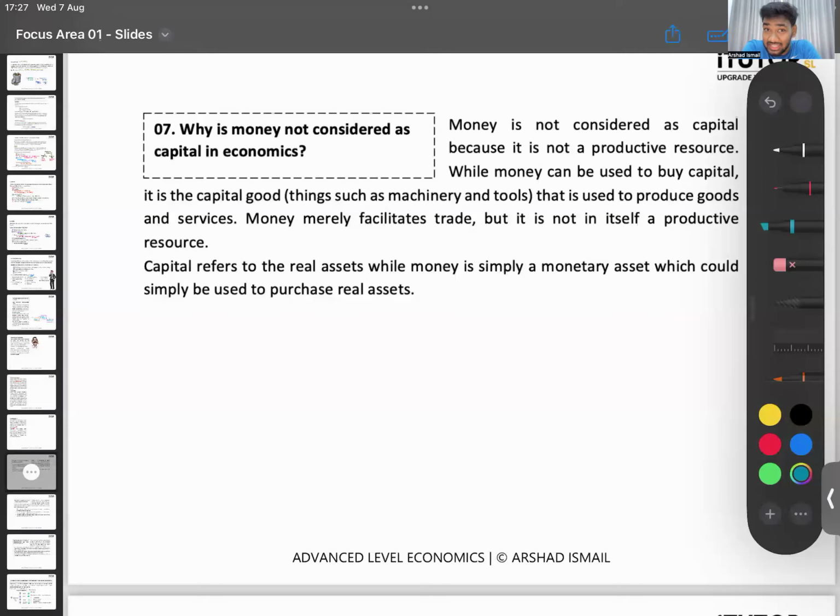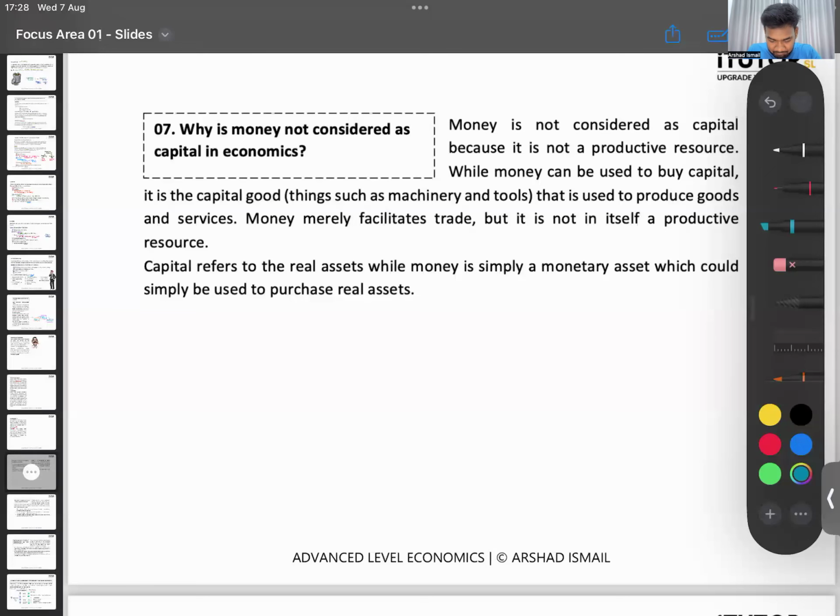So money is not a productive resource. It doesn't help me produce a good. Money only helps you to do what? Money helps you to buy capital. Money will help me to buy this laptop. But money can't do the class. The laptop will only help me do the class. So money is not a productive resource. Money is only a medium of exchange that helps me buy capital if I want. Okay, so money is not capital in economics.